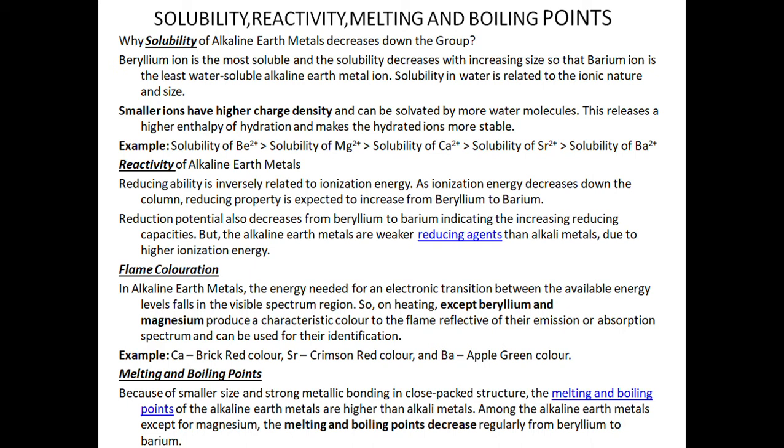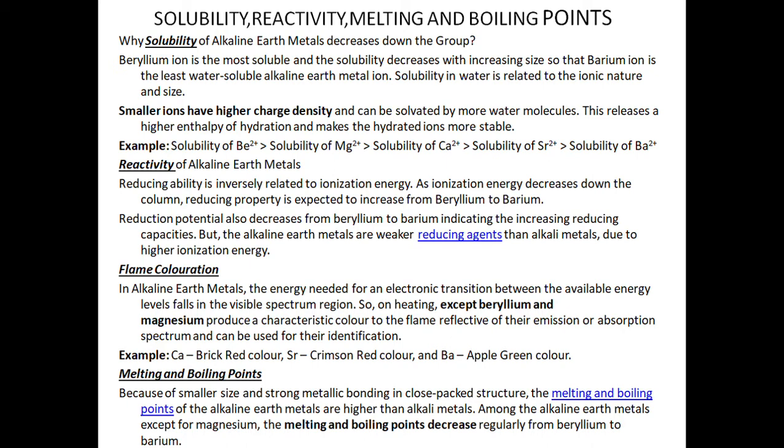So likewise, as their atomic size and ionic size change, their properties also change. Reduction potential also decreases from beryllium to barium, indicating the increasing reducing capacities, but the alkaline earth metals are weaker reducing agents than alkali metals due to higher ionization energy.